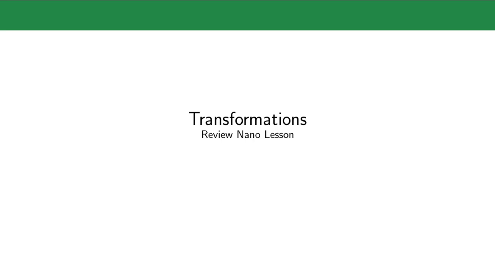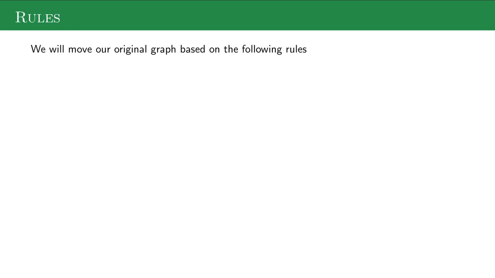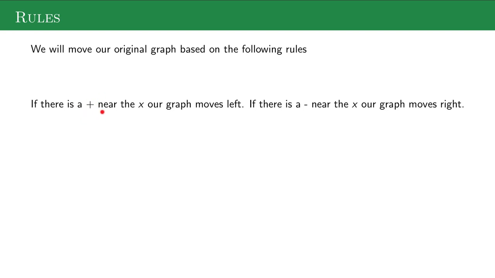So now we have our basic graph shapes down, and now we can move them around using transformations. All right, so when we slightly manipulate the equation of a function, it's going to take our normal graph and just kind of move it around slightly. All right, so we have our original graph, and what's going to happen? If I have a plus near our x, that takes our graph and slides it left. A minus near our x slides our graph right.